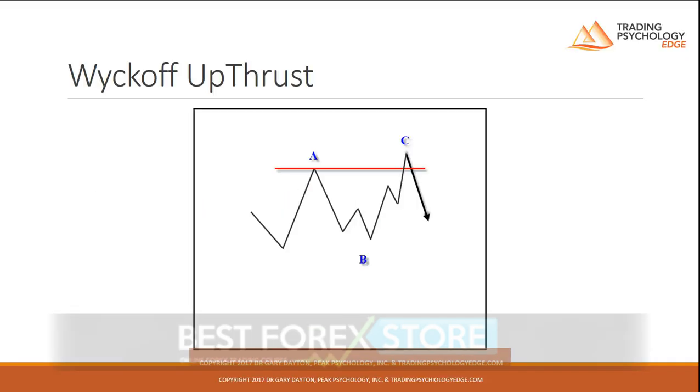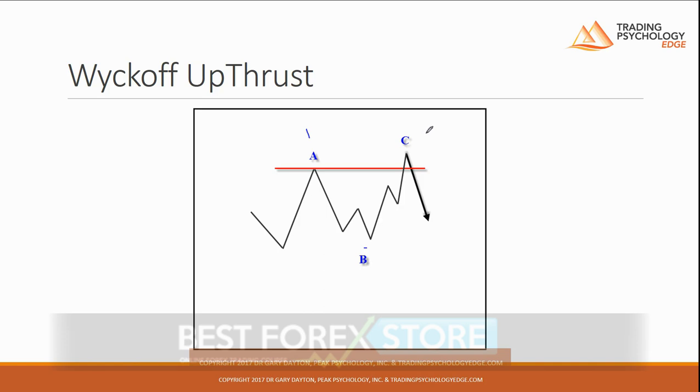is the upthrust. And for those of you who don't know it, it's a fairly straightforward setup. All of these are going to be straightforward. The market makes a swing high here at A. It pulls back to B, and then it tries to go up and through the swing high at A, but it fails to follow through.